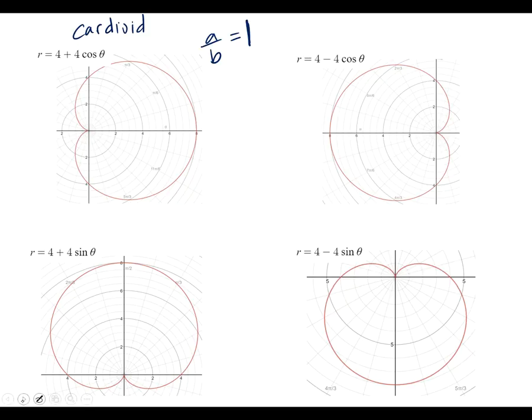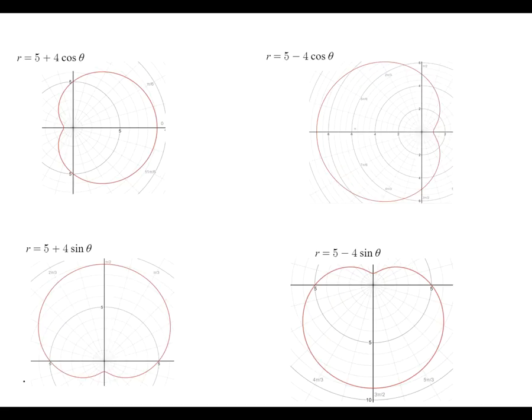Alright, two more sets, right? And that one right there, what's that one called? Dimpled limaçon. Alright, and the big important thing to highlight is that A over B has to be between 1 and 2. Okay?